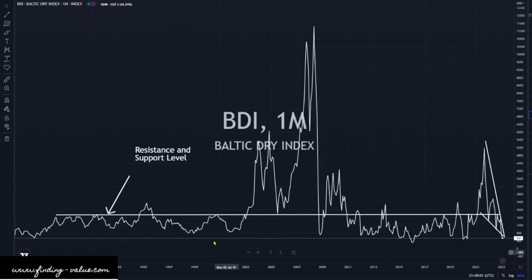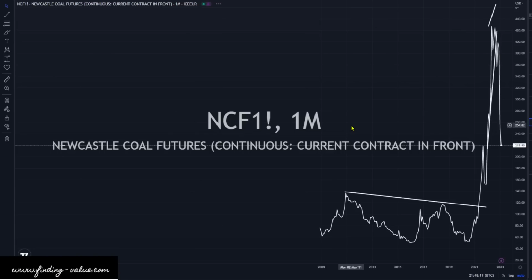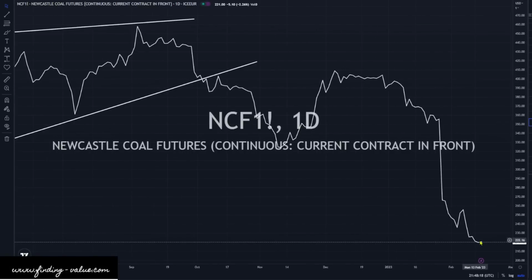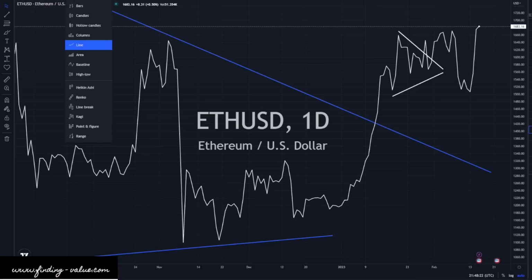The Baltic Dry Index did take off kind of late in '02, and it just went ballistic to the upside. Massive moves. So hopefully it does something like that again. And I do think the shippers are of great value. Newcastle coal futures heading a little bit higher today on the short term. It's trying to put in some sort of bottom, I think. And then Ethereum, let's go back to the candlesticks.